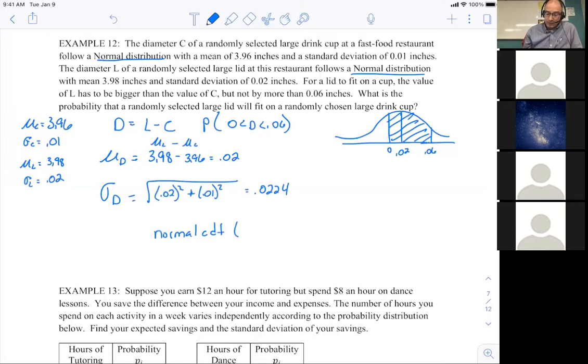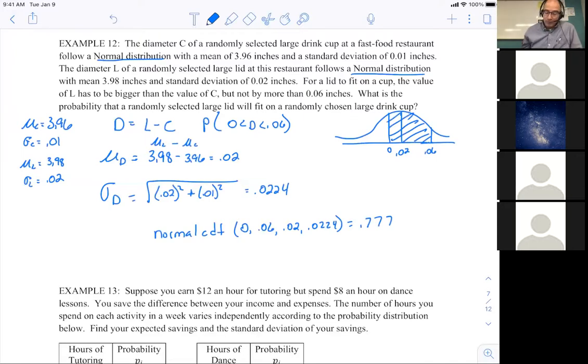My lower boundary is going to be 0. My upper boundary is going to be 0.06. We found the mean of my new distribution is going to be 0.02, and the standard deviation is going to be 0.0224, which means you're going to have some lids that are smaller than your cup size. 0.777 is where that's going to be if we run that normal CDF in our calculator.